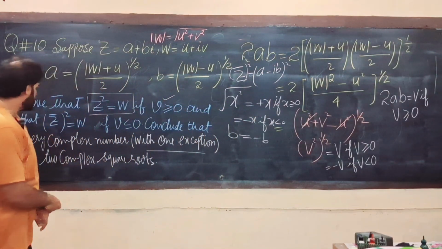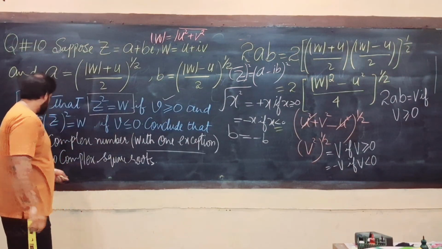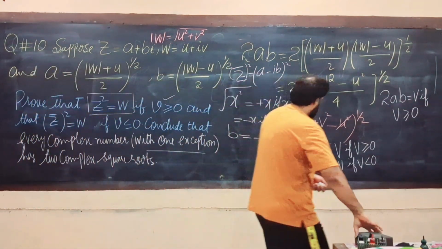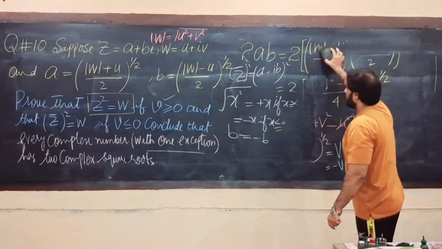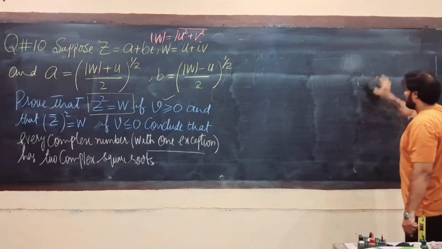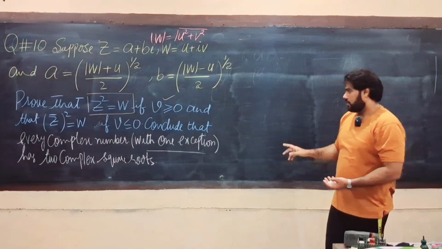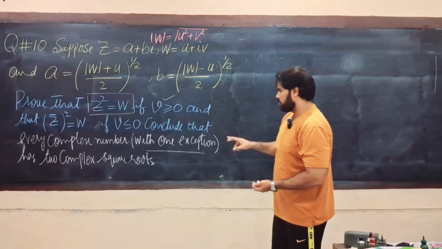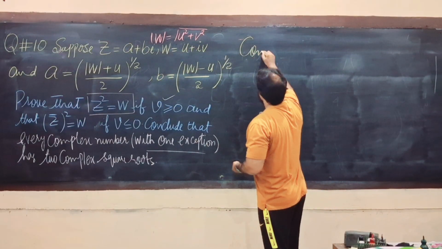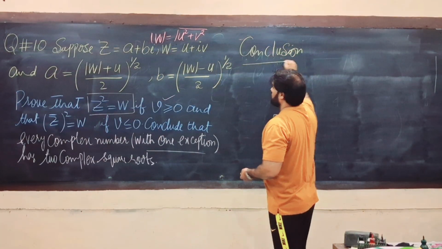Next, conclude that every complex number with one exception has two complex square roots. Okay, next we have to draw the conclusion about the number of roots of the given complex number. You will write conclusion.